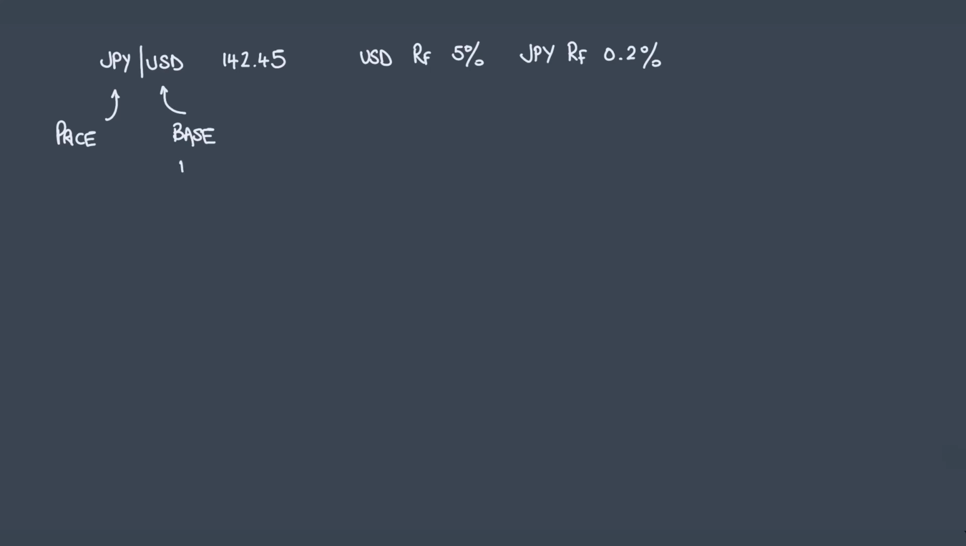The US dollar is 1 unit. It is the price of USD. Imagine USD is a thing on the shelf. This is how many yen would it cost you to buy that thing. That's the price currency. So here it's 142.45 yen per USD.